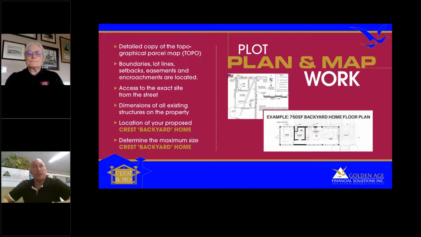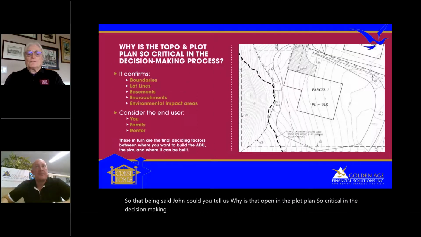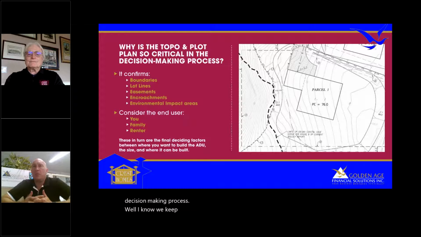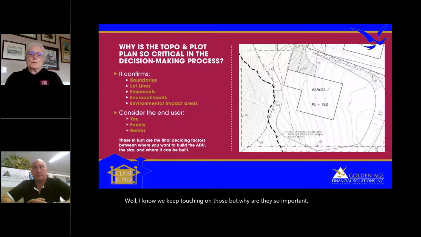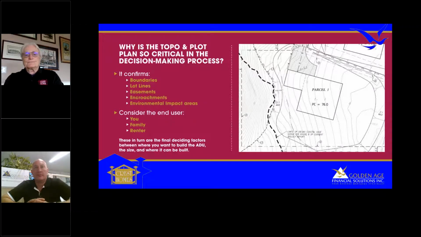So that being said, John, could you tell us why the topo and the plot plan are so critical in the decision-making process? Yeah, it confirms your boundaries and lot lines. Well, I know we keep touching on those, but why are they so important? Well, boundaries and lot lines delineate the extreme outer limits of your property. If those starting points are wrong, then all your measurements for accurate placement of your backyard home will be wrong. And that could be a very costly mistake.